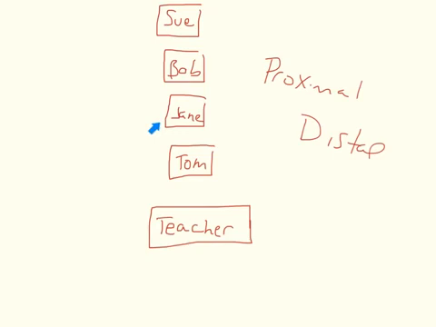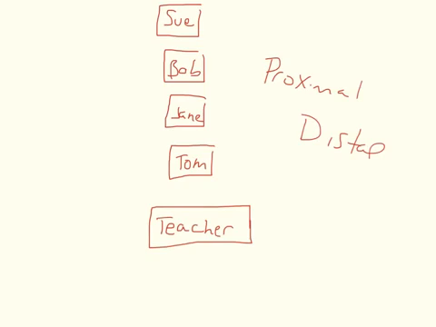So when we look at Jane, she can be proximal or closer to the teacher if we're talking about Jane and Bob, but Jane would be distal to the teacher if we're talking about Jane's location versus Tom's. And that's how we use proximal and distal on the body.